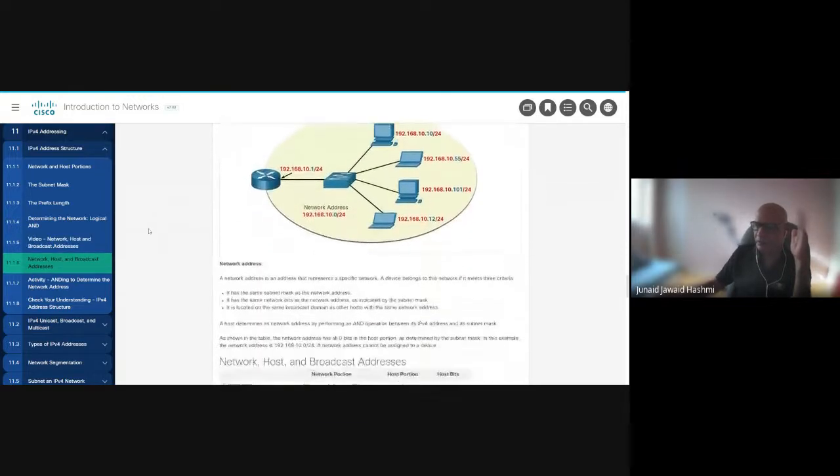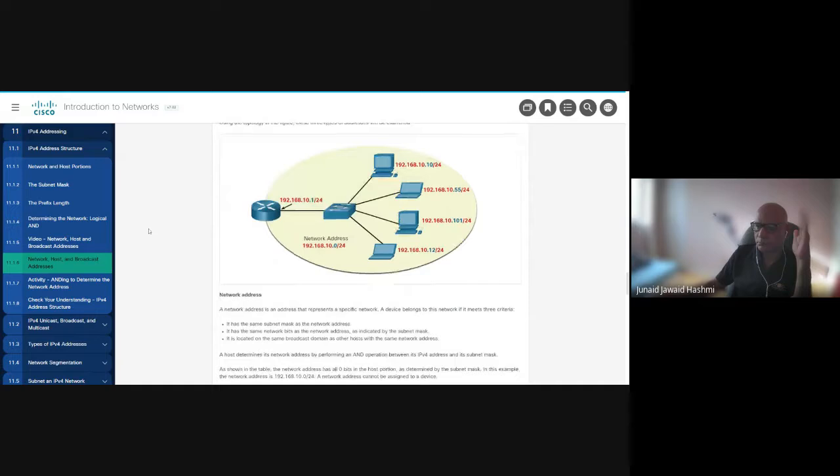Okay. So here, you have a network, and these are the usable IDs, let's say 1, 10, 55, these are usable addresses that you assign to hosts or devices. Okay. Keep that in mind.